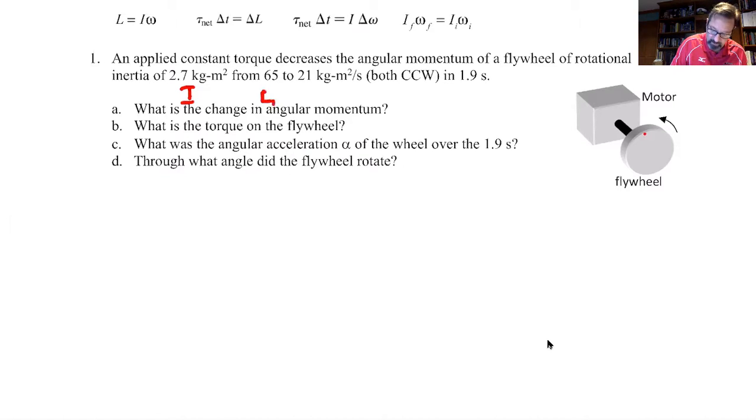So this must be the initial, that's supposed to be an I right there. The initial value, 65 kilogram meters squared per second. And this must be the final value. Okay. And so that's what we know. Oh, and what else do we have here? Handily given the time interval.